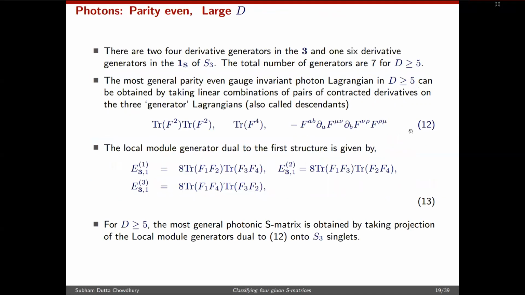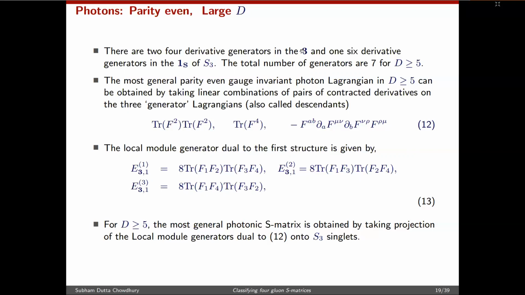To give you a flavor, for parity even and large D, we find that there are 2 4-derivative generators transforming in what we call the 3 of the S3 representation, and 1 6-derivative generator which transforms in a symmetric representation. Forget all this if it is too hard. Just look at equation 12. These are the set of local Lagrangians that give rise to your 4 photon S matrices. All other S matrices that you can write down will be a linear combination of a polynomial of Mandelstam invariants times these structures. This is exhaustive. There are no other generating structures for 4-point scattering amplitudes.